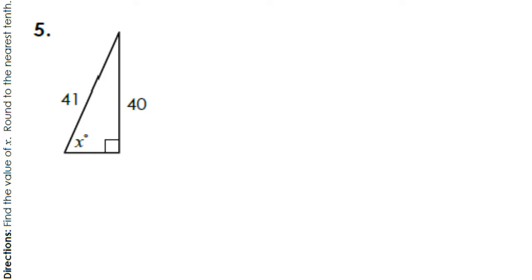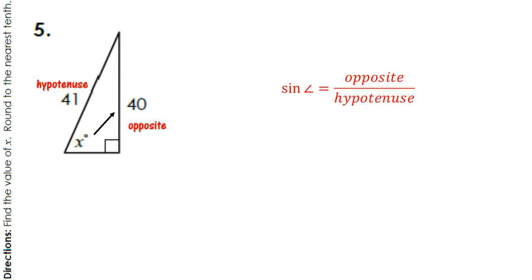Example 5. Again, I label my pieces. The 41 has to be the hypotenuse because it's across from the 90. The x across from it is the opposite, so 40 is the opposite. If I'm dealing with opposite and hypotenuse, I'm dealing with sine. So the sine of the angle is equal to opposite over hypotenuse. So the sine of x is equal to 40 over 41.